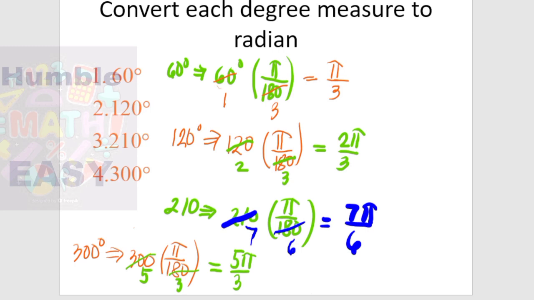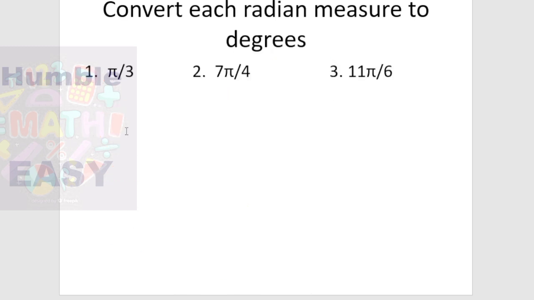Let's proceed to how to convert from radian to degrees. Here is another set of examples. Let's say pi over 3. If we are going to convert pi over 3 to degrees, we multiply by 180 over pi. So the pi cancels, and we have 180 over 3, which is equivalent to 60 degrees. That is how to deal with this kind of radian that can be converted into degrees.